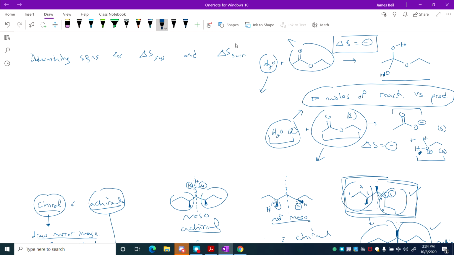So if we're looking at this reaction, I know delta S is negative for the system, because I have more entropy to begin with when the particles are greater in number and have more variety and freedom and they can move independently than when they're stuck together. How do I determine delta S for the surroundings?